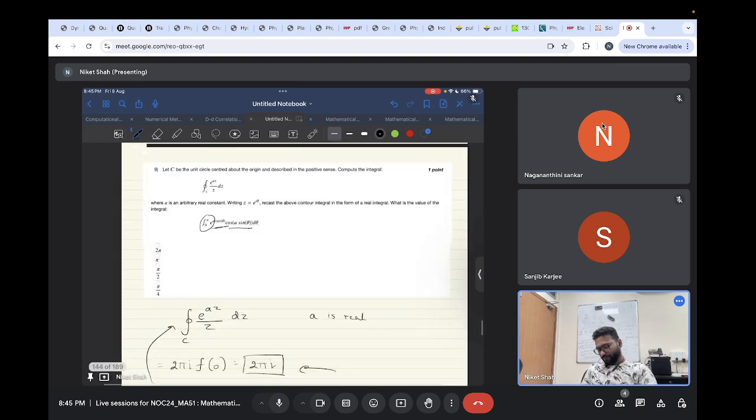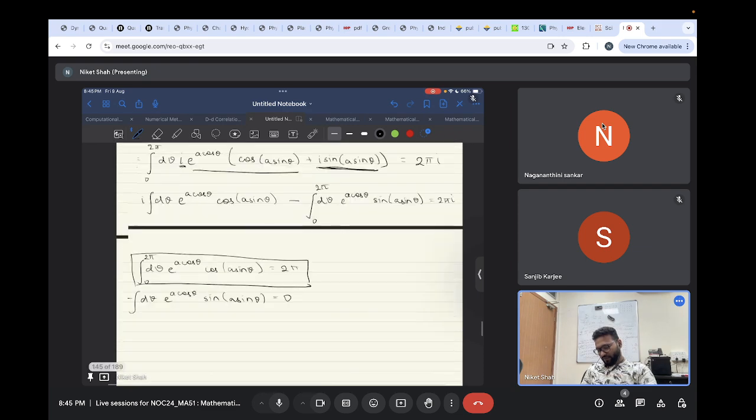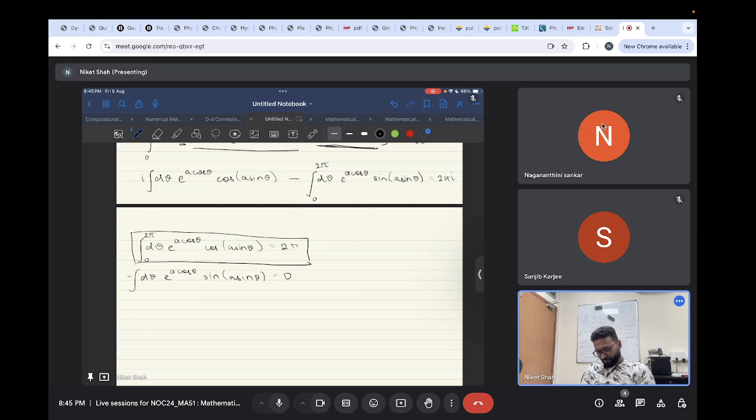Let's see if we can do this. I'll have to think about this. Let's see. So I will divide this into 0 to pi d theta e power a cos theta cos of a sine theta, plus, this is pi to 2 pi.